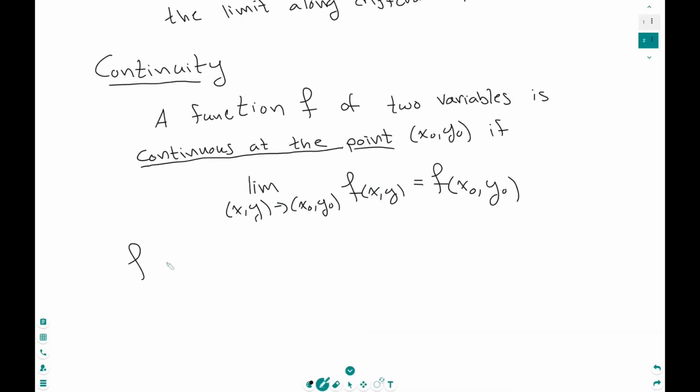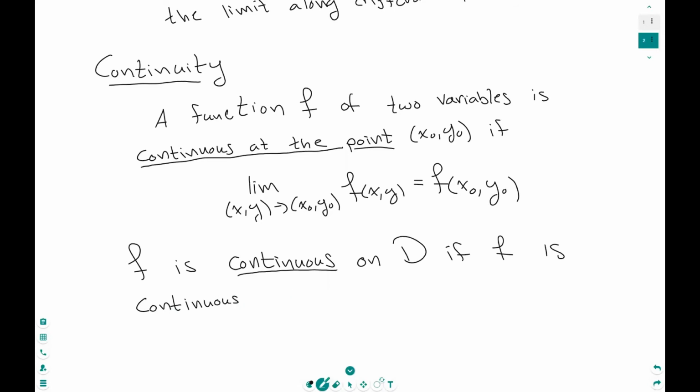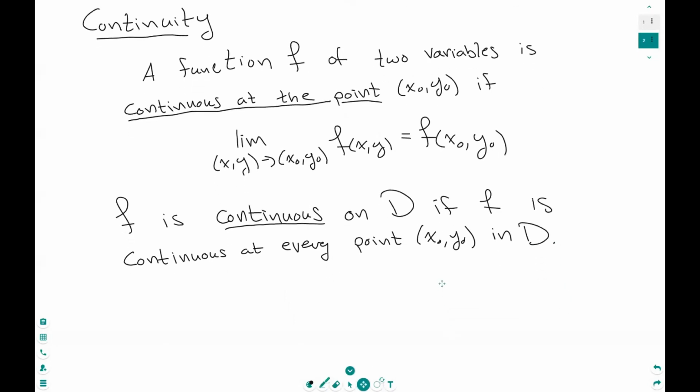We say that f is continuous on some domain D if f is continuous at every point x naught, y naught in D. So same type of definition that we use for functions of one variable, and we're just generalizing it to functions of more than one variable.